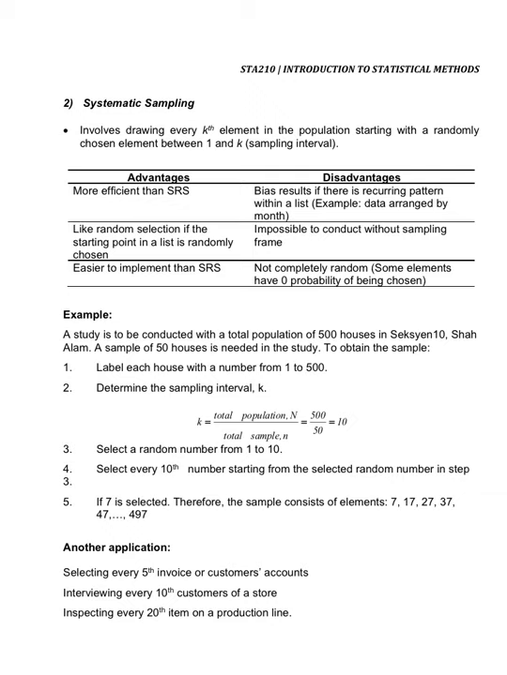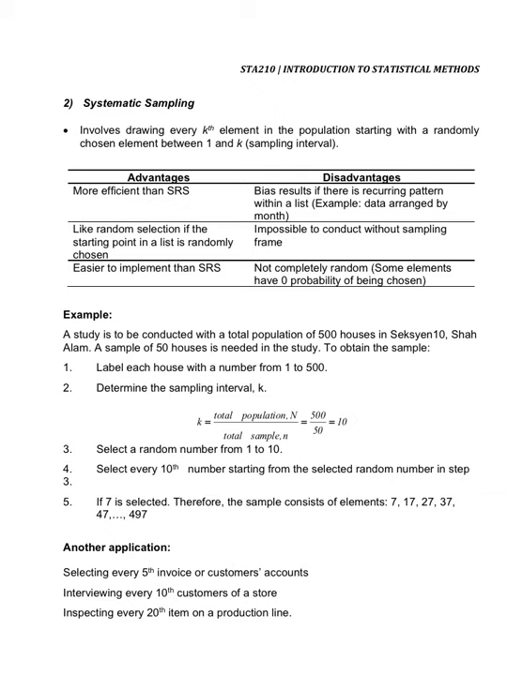Number 2, the advantages. Like random selection, if the starting point in the list is randomly chosen, again in systematic sampling, the randomization still will be applied. But the disadvantage, it is impossible to conduct without a sampling frame. So kalau tak ada list of your sample, it's quite impossible to conduct systematic sampling. And then the third advantage, it's easier to implement rather than simple random sampling.